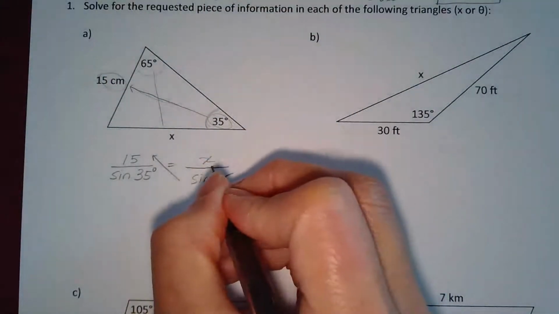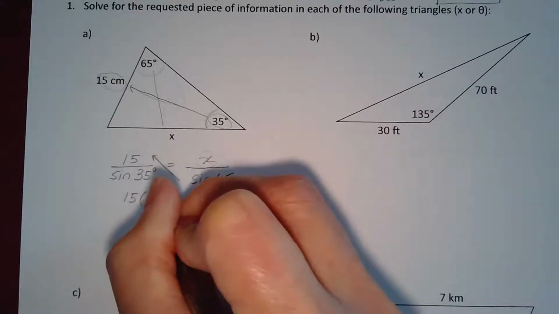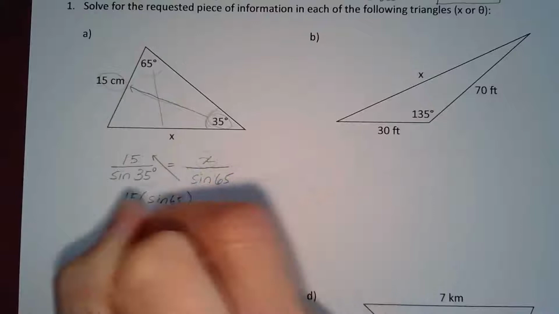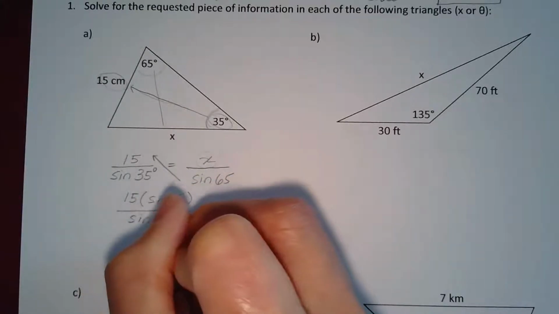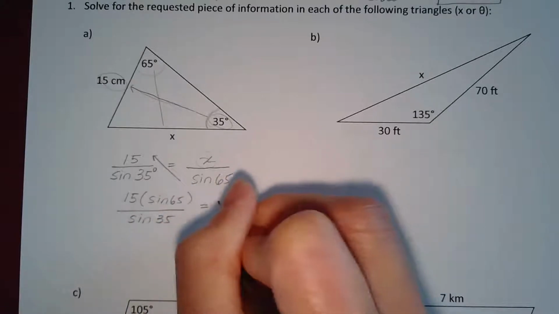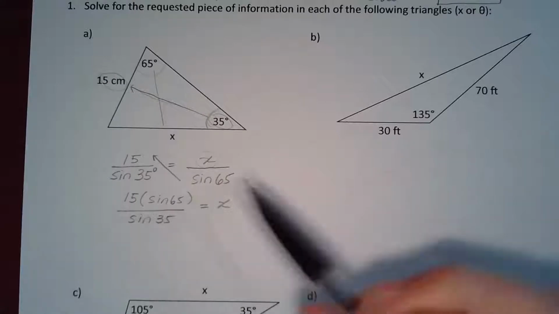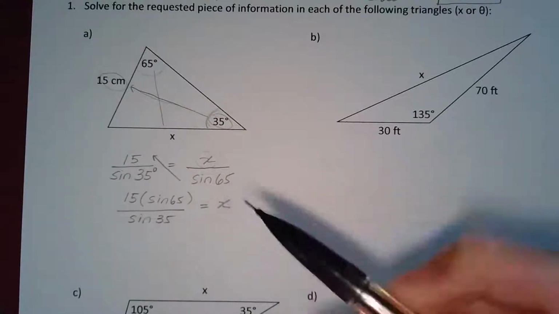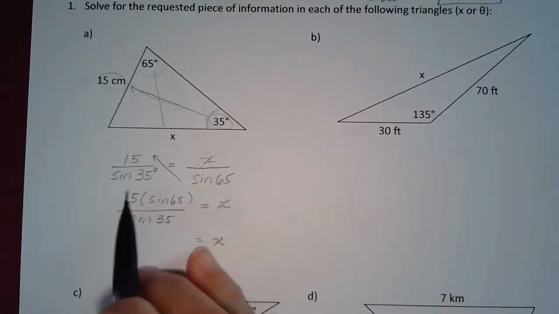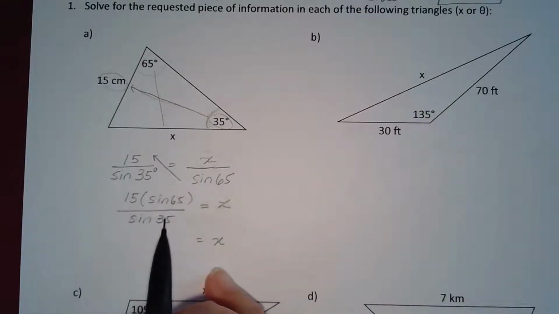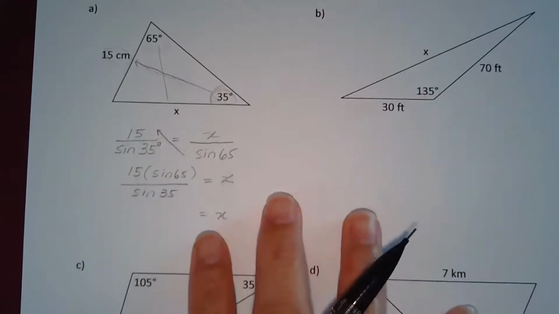So that makes 15 times sine 65, and this one is still divided by sine 35 at the bottom, in the denominator. And then we're left with x. Okay, so x is by itself. Now we just need to use our calculator. We're ready to type this in and then figure out our answer.